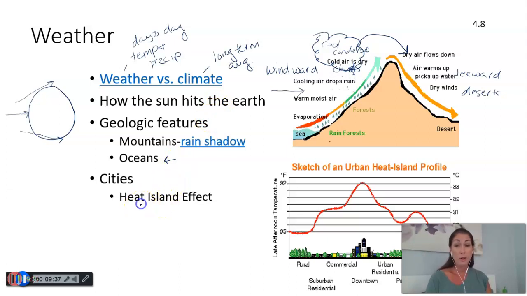Now, another thing that affects it is cities. Because you have a lot of pavement and a lot of industry, cities are always a little bit warmer than their rural counterparts. So if you take a look at a cross-section of temperature, rural areas tend to be a little bit cooler, and urban areas are always going to be a few degrees warmer because of all the industry and the pavement that absorb heat. We call that the heat island effect. You're always going to have slightly warmer temperatures in cities.